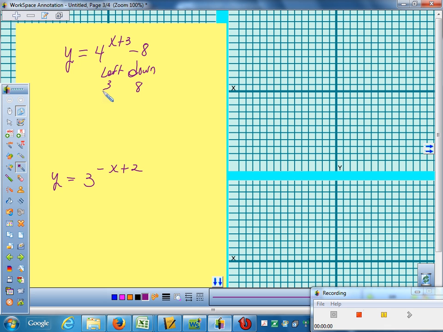Okay, so when you plot, Jake, we don't want to know. Why is it left 3? If it's x plus 3, you always go opposite sign.